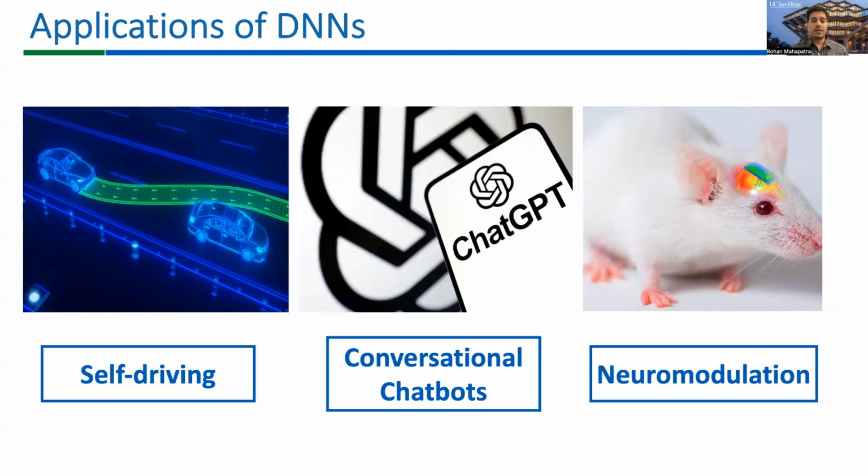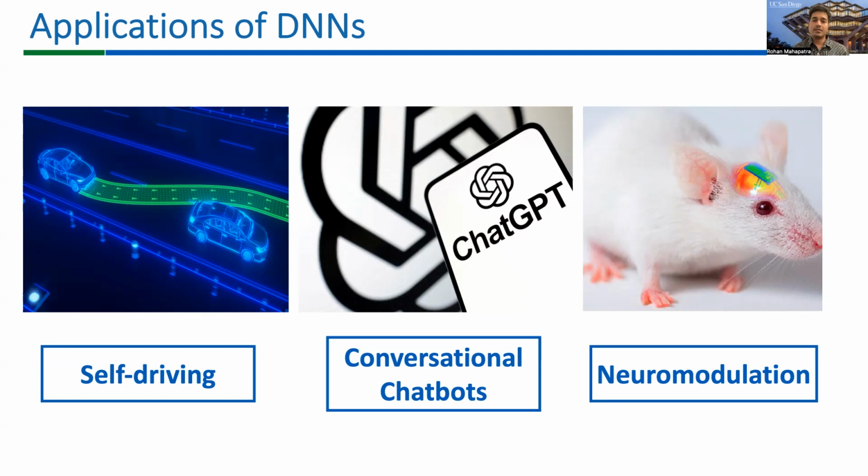Another very common application of deep neural networks is conversational chatbots, for instance, ChatGPT, where deep neural networks can generate natural and engaging responses to human queries and requests using natural language understanding and generation.